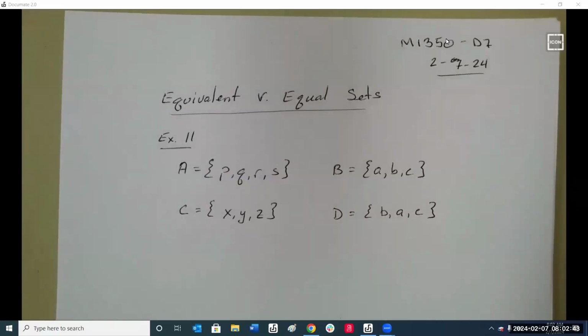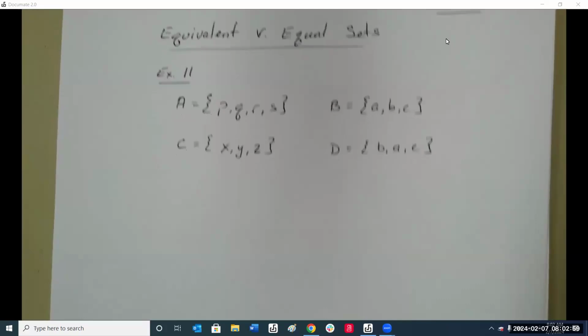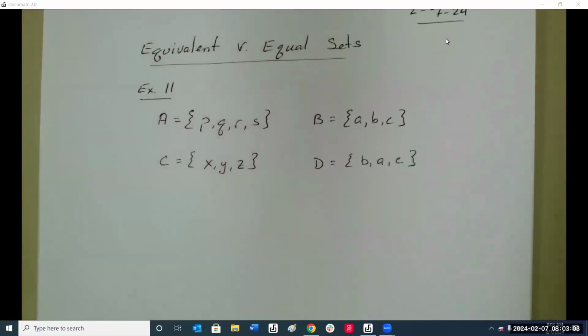Okay, let's look at this. This is example 11 from our section 2 worksheet. I know we haven't finished that. We have a couple more topics to discuss in section 2. So, looking at these two, we're looking at the difference between equivalent and equal sets.